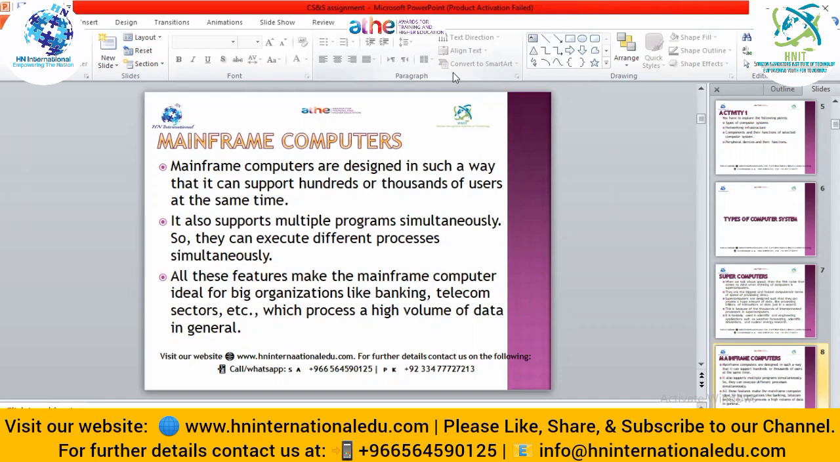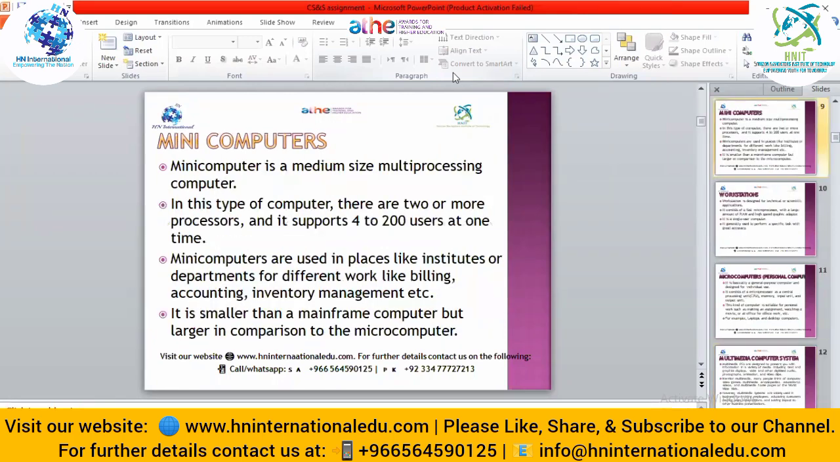So we have to keep in mind that mainframe computers are used when we have to facilitate thousands of users and we have a larger budget in our hands. Then we have to prefer mainframe computers.